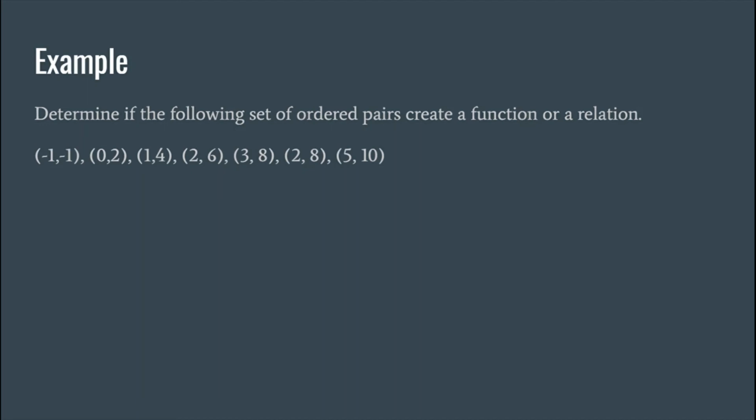Now, if this was a different number here, like say 4, -8, instead of a 2, then this would be a function, because remember from the previous slides, we can have 2 different inputs going to the same output. That's okay, but we can't have the same input going to two different outputs. That does not make it a function. So this is a relation, not a function.